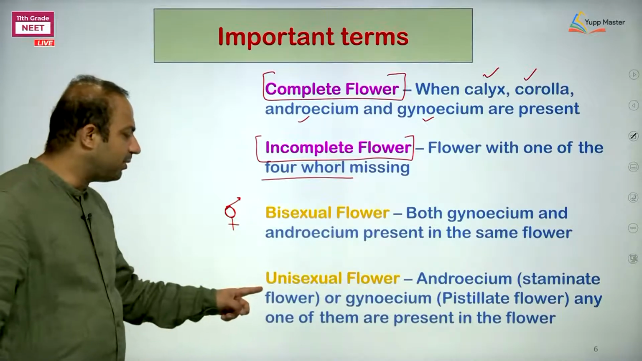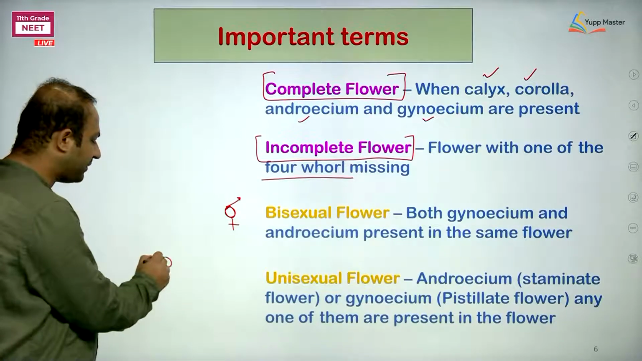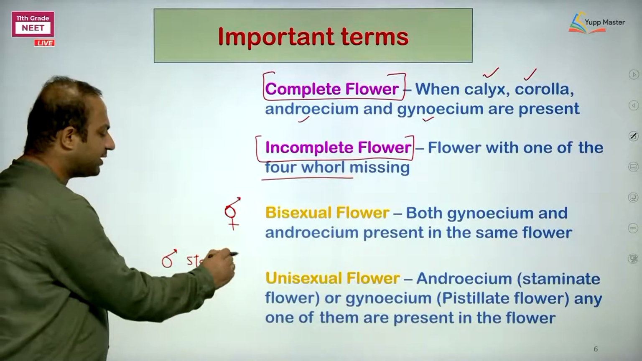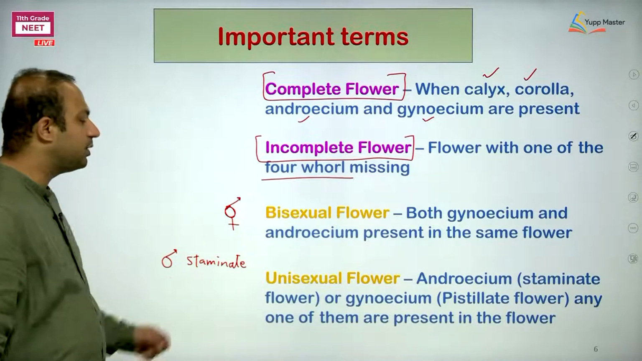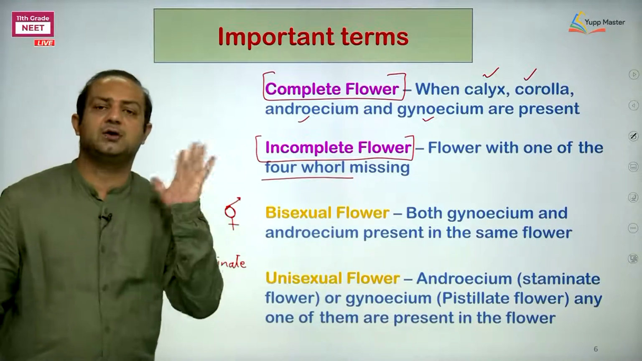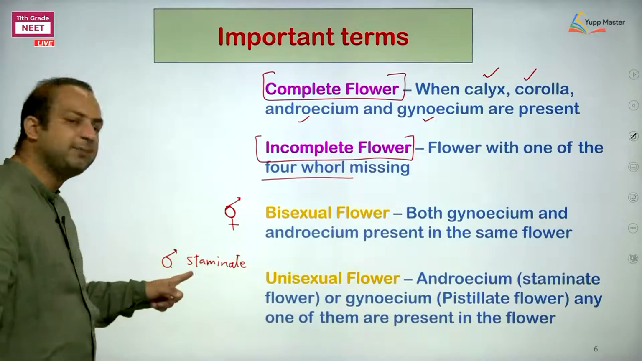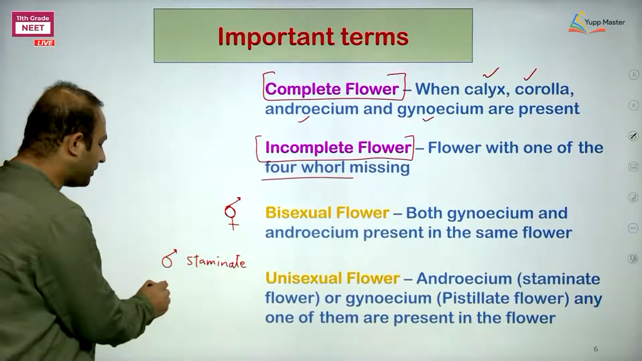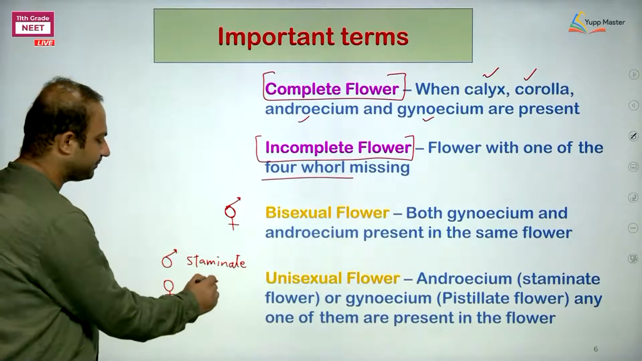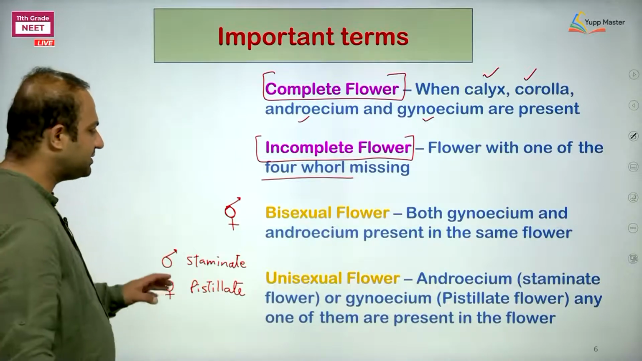In symbolic form I can represent a unisexual flower as well. What does it mean by unisexual flower? A unisexual flower has either androecium or gynoecium. If only androecium is present, that flower is called staminate, and if only gynoecium is present, then we call it pistillate. Okay, these are the things.